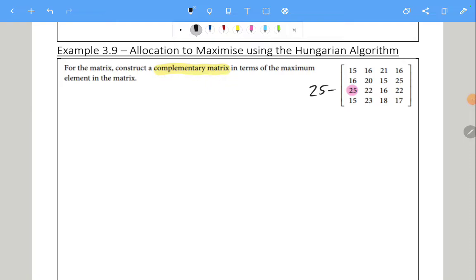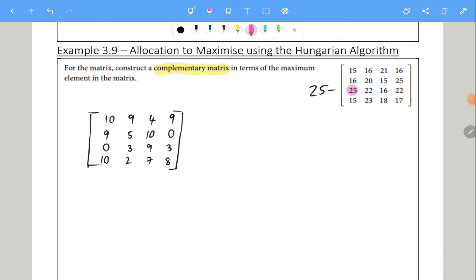So that gives us this new table. 25 minus 15 is 10. 25 minus 16 is 9. 25 minus 21 is 4, and so on and so forth. I'll just finish that up. Alrighty. So now we've got an inverted matrix, right? The biggest numbers, which were 25 and 25, have now become zeros, and the smallest numbers, which were these 15s, have all become 10s. So you can see that basically it swapped the order. The biggest number is now the smallest, and the smallest is now the biggest. So we've now created the complementary matrix.